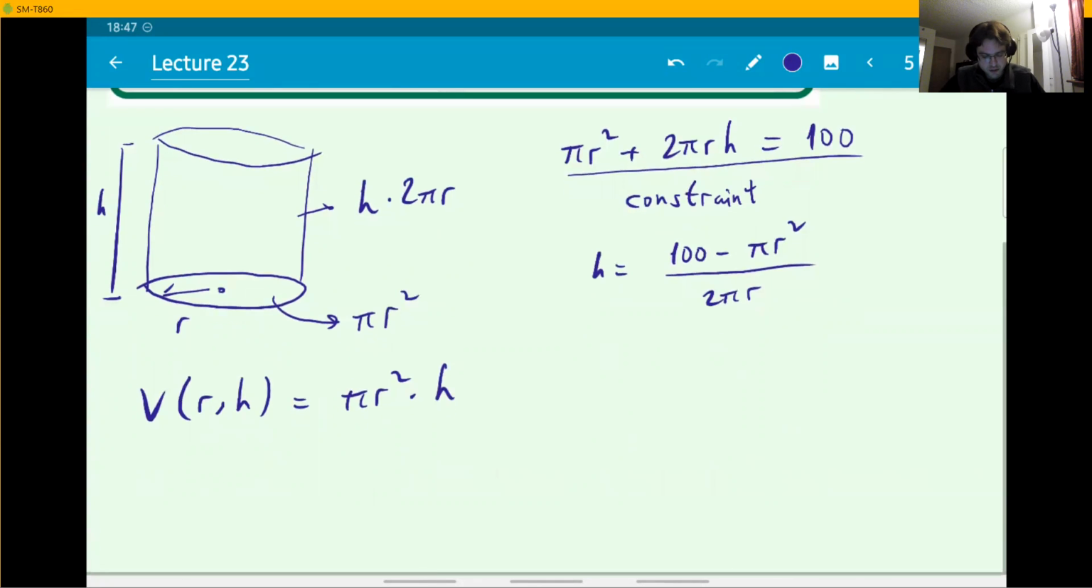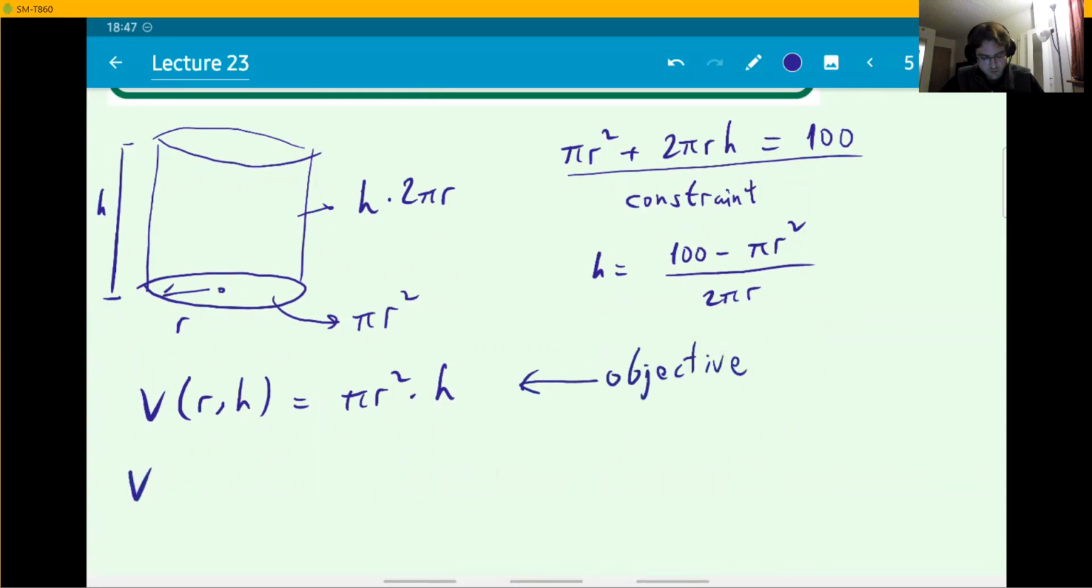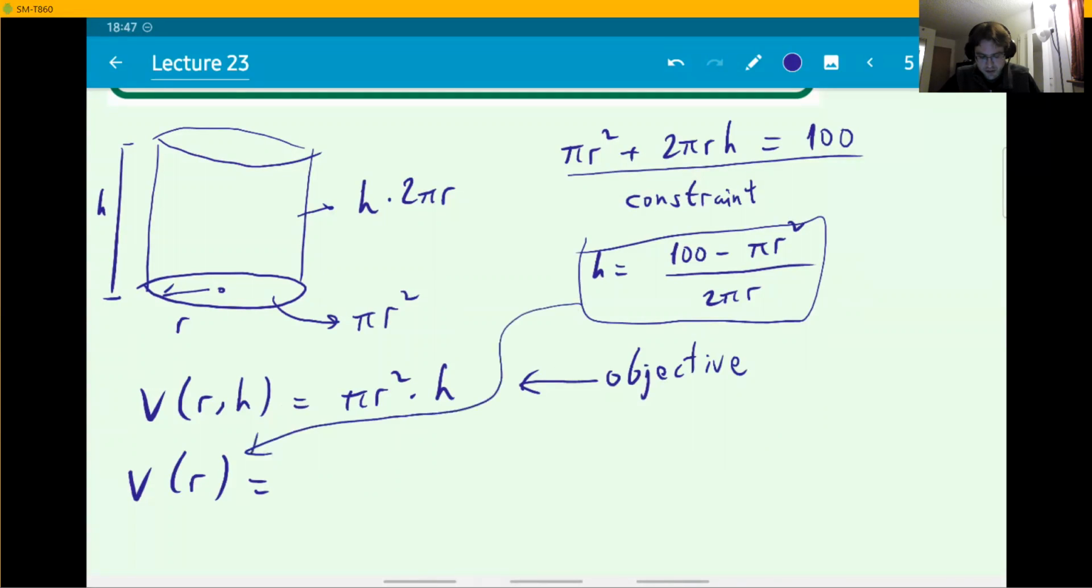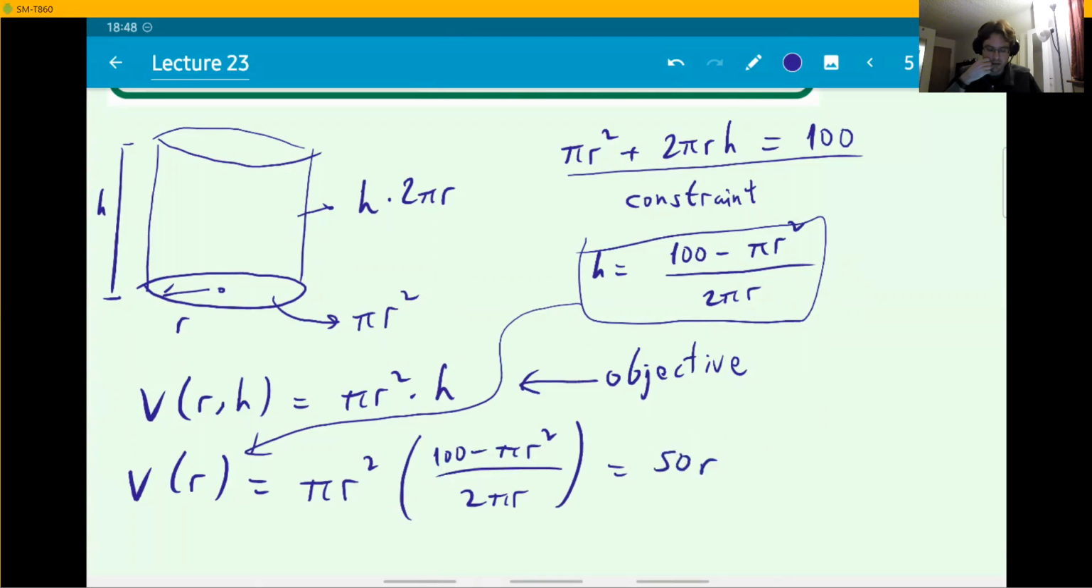But we don't want to have this objective function as a function of two variables. We want it as just one. And it's going to be r because we know how to find h in terms of r. Put this into here. So instead of pi r squared h, we're going to write pi r squared times this expression. And I'm going to simplify this as, let's see, 100 over 2 is 50. The pi's go away, so 50r for the first term. Splitting this fraction here. And what is the second term going to give you?